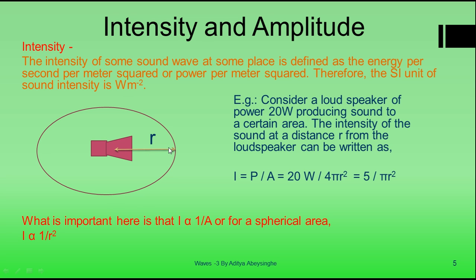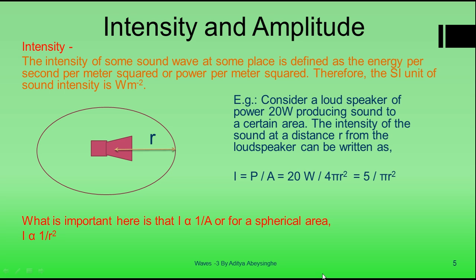So the intensity of some sound wave is actually related to the area, and since it's given as a power, we define the intensity of some sound wave as the energy per second per meter squared, where energy per second is actually the power or the watt value. So watt value divided by meter squared. So the SI unit of sound intensity is watts per meter squared. Intensity is equal to power divided by area, so that's the reason why we get watts per meter squared. So you can say that I equals P by A.